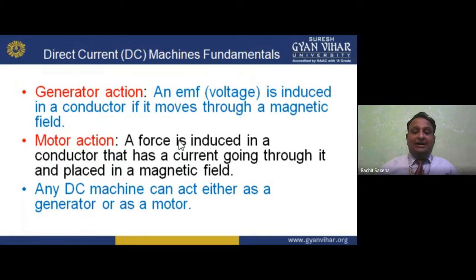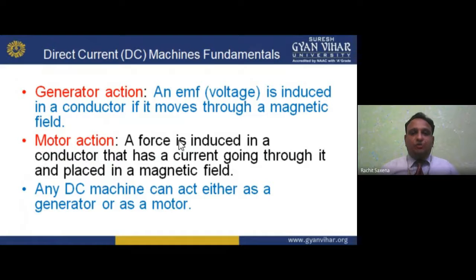So any DC machine can act either as a generator or a motor. Construction is the same, but if I give electrical input and take mechanical output, it acts like a motor. And if I give mechanical input to the machine and take electrical output, it becomes a generator.